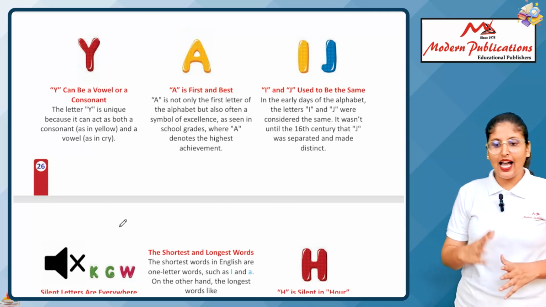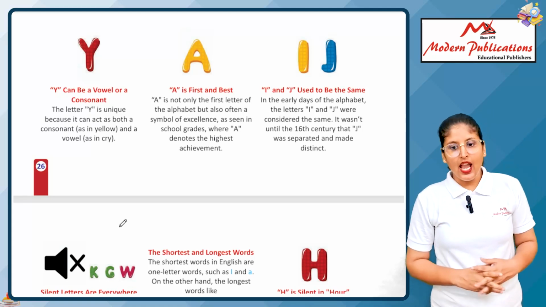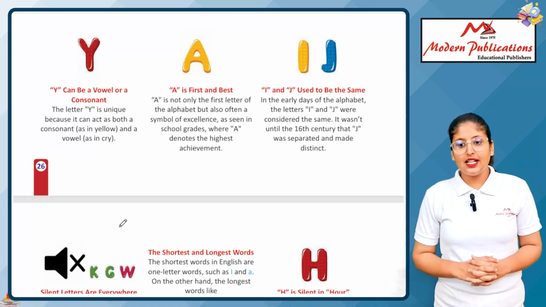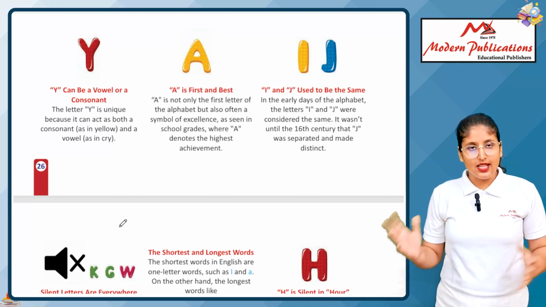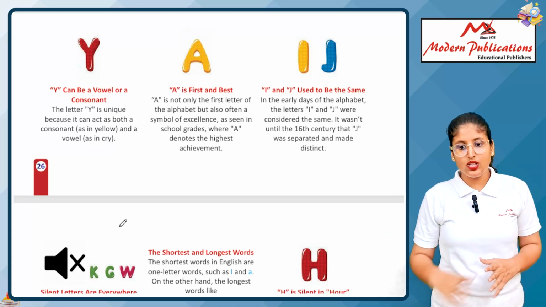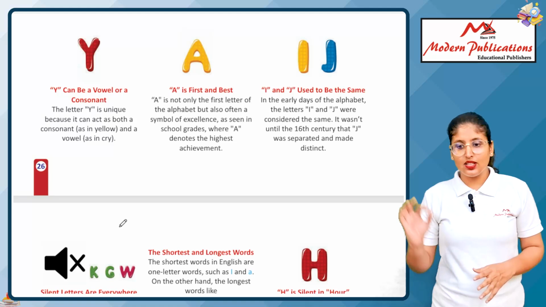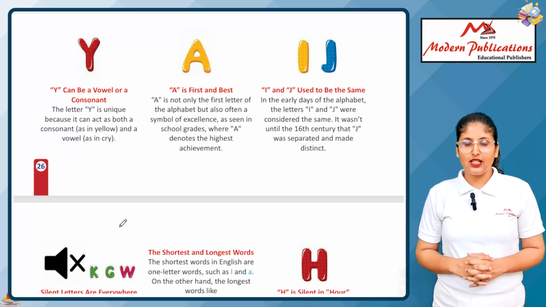Okay, next is I and J used to be the same. In the early days of the alphabet, the letters I and J were considered the same. It was not until the 16th century that J was separated and made distinct.